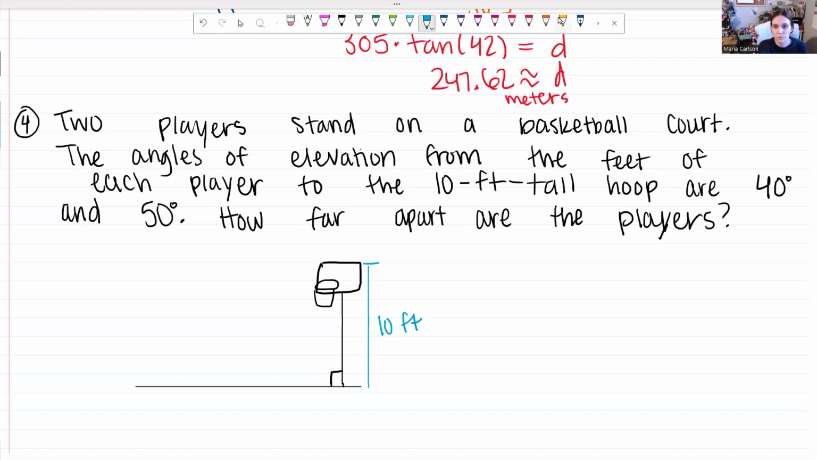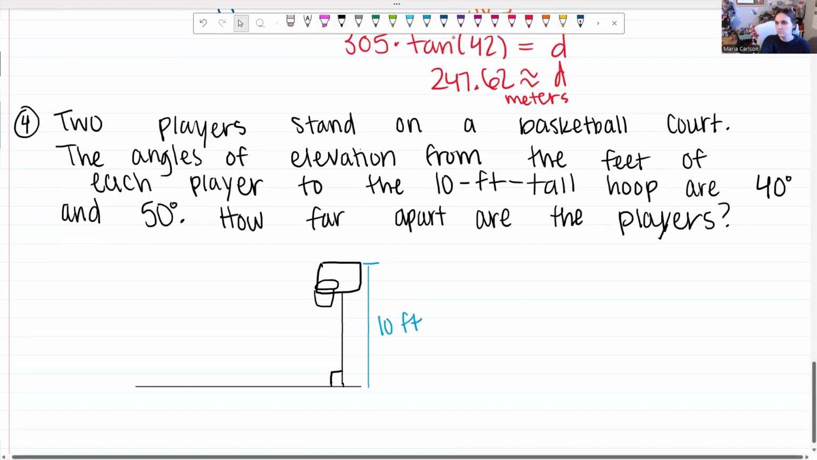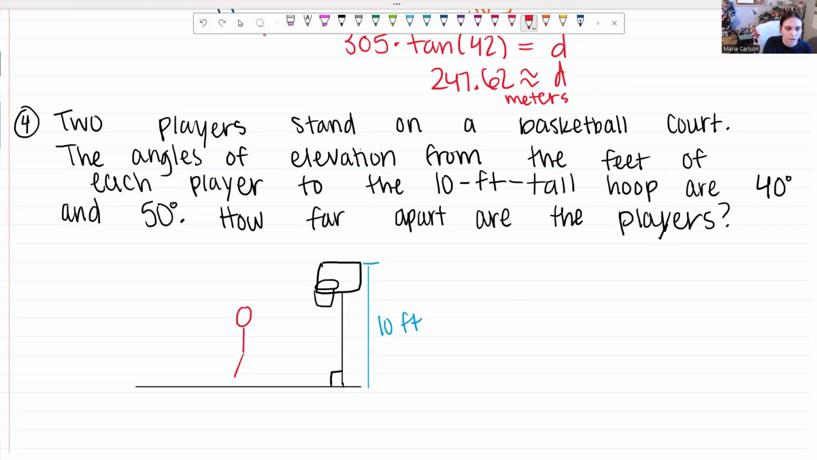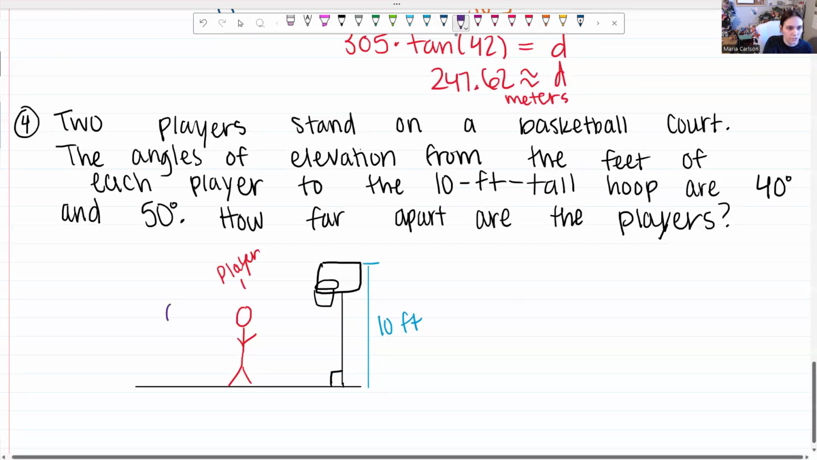Now we have two basketball players standing, I'm sure, at different distances from the hoop. So let's make player one right here. Okay, let's try that again. Stick person was not very good. There we go. Player one. And then we'll have player two over here.